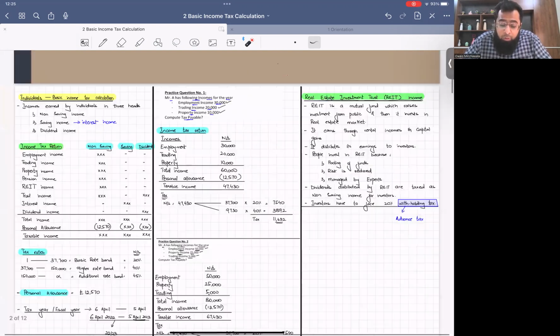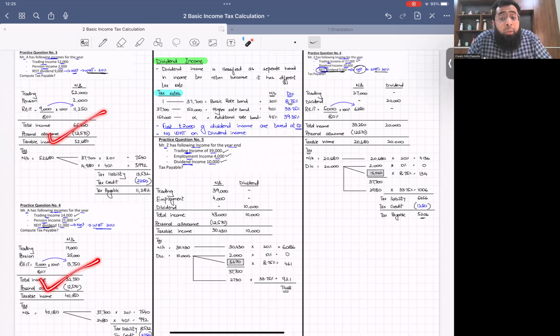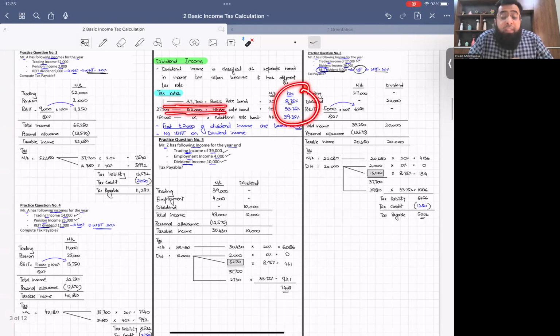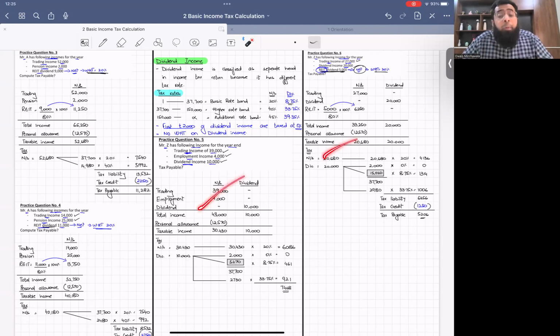Then we did two practice questions in relation to real estate investment trust, that how we have to look at this advanced tax, the withholding tax, and we classify it as a non-saving income. Then we introduced the concept of dividend income, the profit distribution which we get from the companies. Dividend income has its own tax rates, but it is also dependent on the same tax bands. First £2,000 of dividend income are taxed at 0%, and there is no withholding tax on dividend income. We did two practice questions in relation to dividend income.